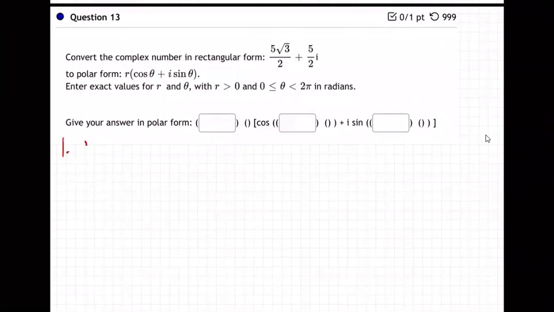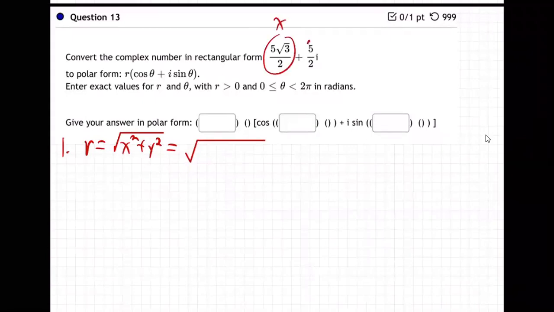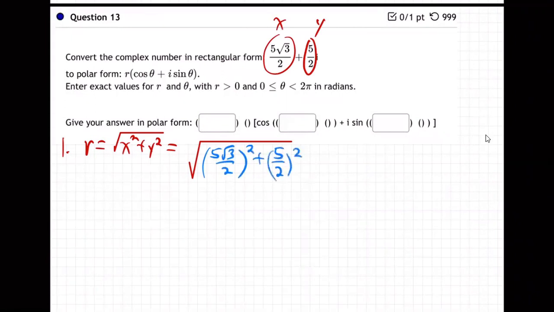So step 1, r equals the square root of x squared plus y squared. What is x? This is x, and this is y, right? I need a little bit bigger square root here. So I'm going to go square root of (5 root 3 over 2) squared plus (5 halves) squared.